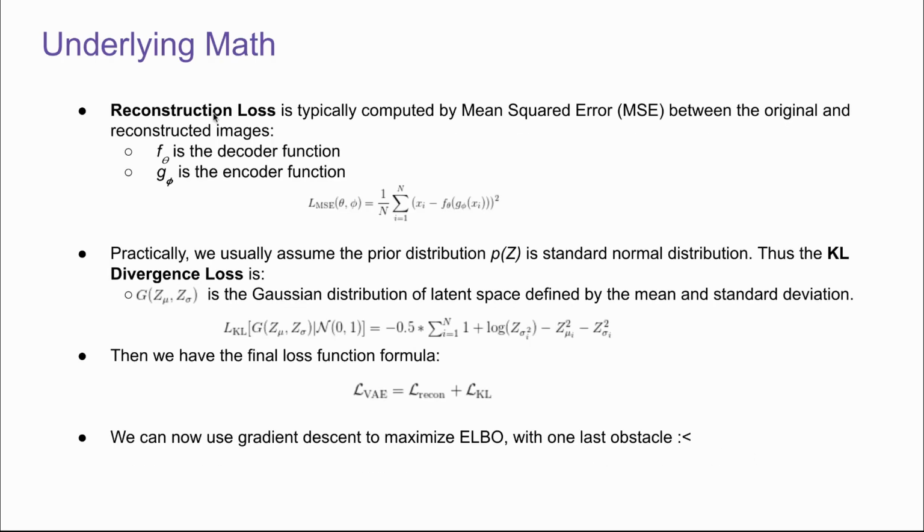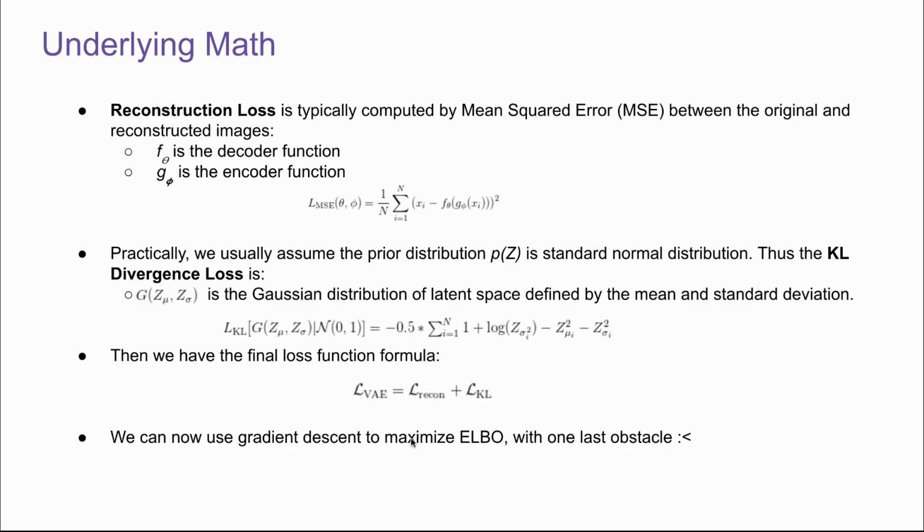Now to be more practical, the reconstruction loss is typically computed by MSE between the original and reconstructed image. For example, if f theta is the decoder function and g phi is the encoder function, this is the MSE. And practically, we usually assume the prior distribution p to be a standard normal distribution. So the KL divergence loss will be this. The sigma here is the standard deviation and the mu here is the mean. Then we have the final loss function formula. The loss of VAE is the reconstruction loss plus the KL divergence loss. We have the loss function.